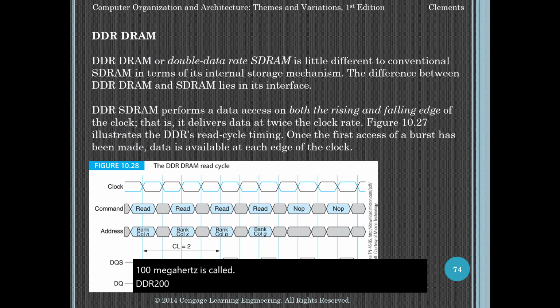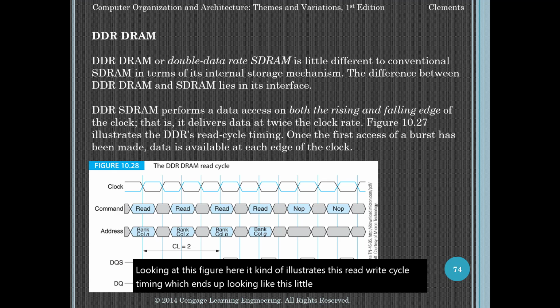So looking at this figure here, it illustrates this read-write cycle timing, which ends up looking like this little interleaved set of risings and fallings. So once the first access of a burst has been made, data is available at each edge of the clock.